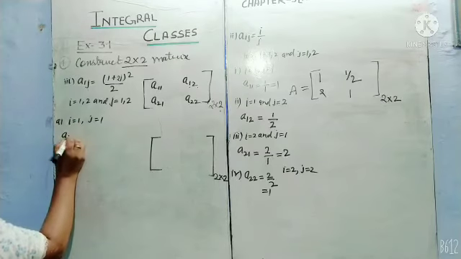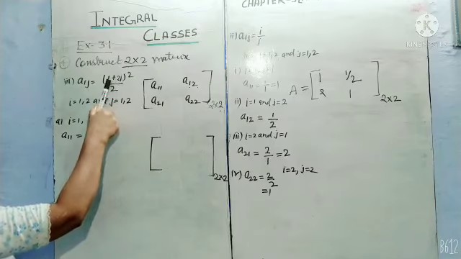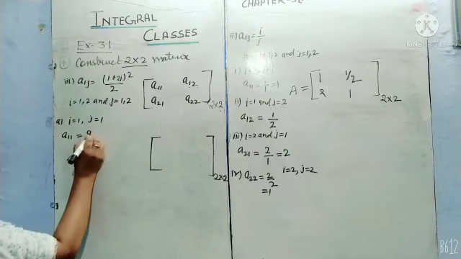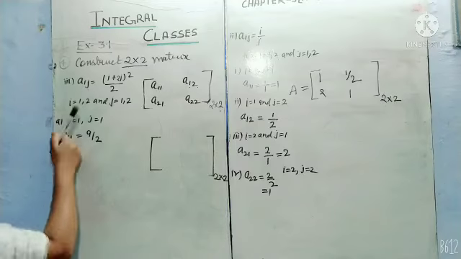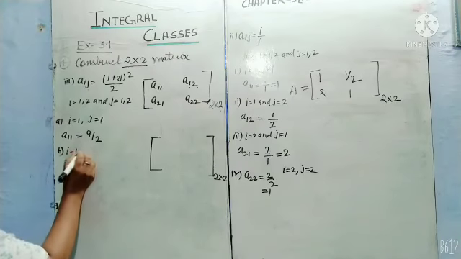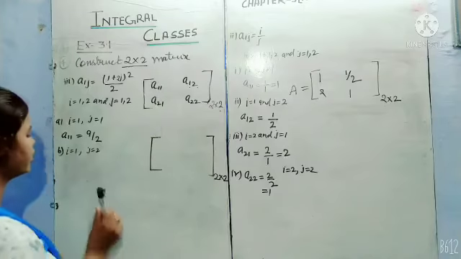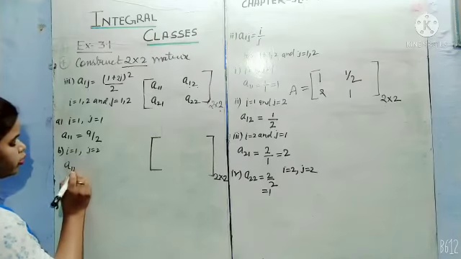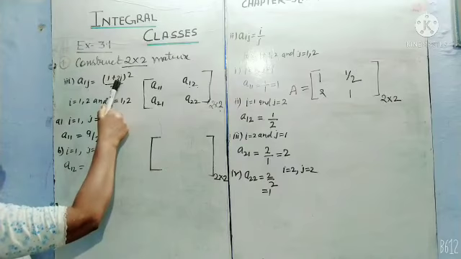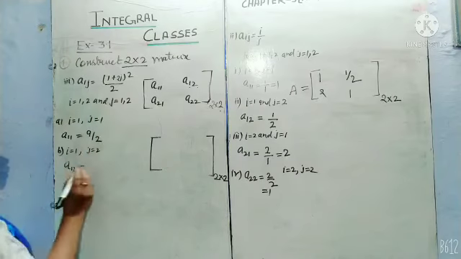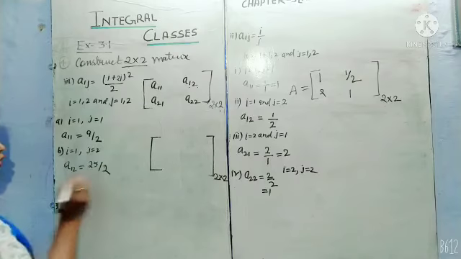Then A11 equal to 1 plus 2 into 1, that is 3, 3 square, 9 by 2. Now second is i equal to 1 and j equal to 2. For this element, it will become A12, and again we put i equal to 1 and j equal to 2. 2 2 is 4, 4 plus 1 is 5, 5 square, 25 by 2.